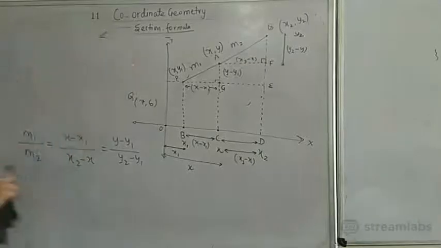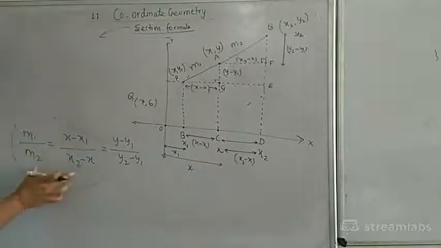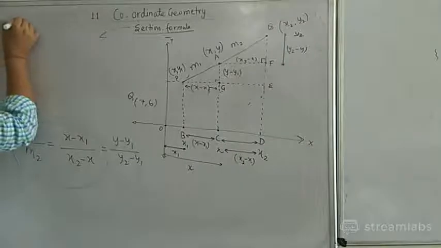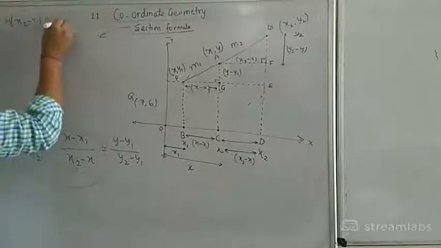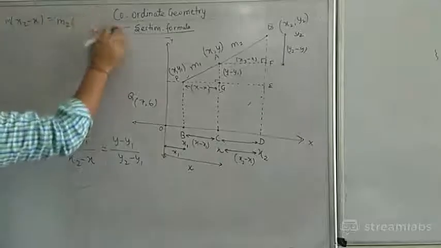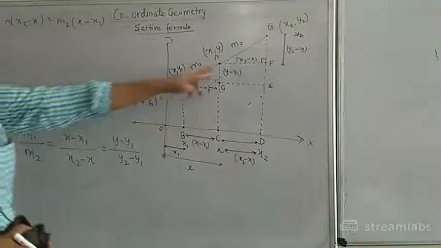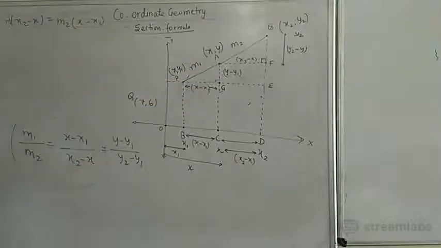Now the question is to calculate the value of x and y. So first taking these two parts, M1 upon M2. So cross multiply. So M1 times x2 minus x is equal to M2 times x minus x1. The question is to calculate the value of x. So how can we calculate the value of this x? So first multiply it.